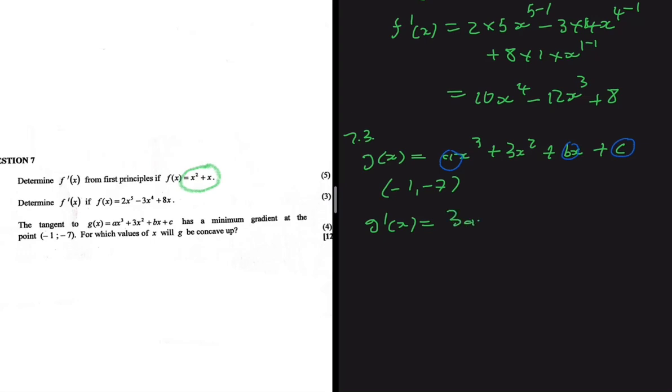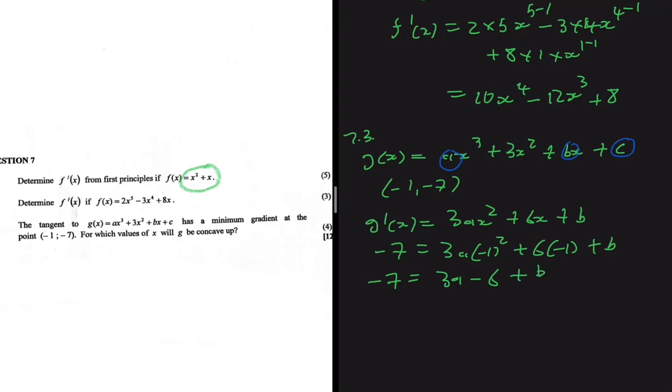That will be 3ax squared, we're just applying the power rule, plus 6x plus b. So now we have this tangent. Let's go ahead and substitute that point, -1 and -7, and see what we can do here. If we substitute -1 and -7, we get -7 equals 3a times -1 squared plus 6 times -1 plus b. So we have -7 equals 3a, and then -6 plus b.